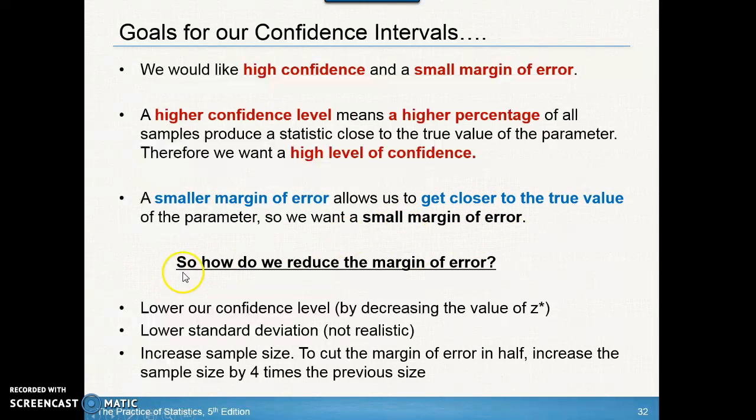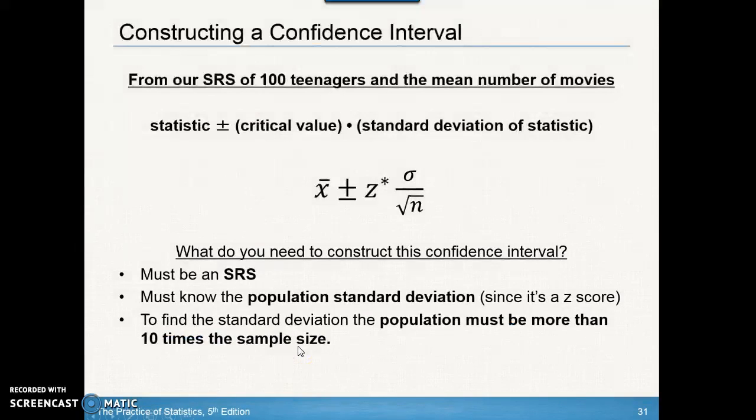So how can we reduce that margin of error? Number one, we can lower our confidence level. But then remember, that also means that we're not capturing the population mean or proportion as much of the time. We can lower the standard deviation. That's not necessarily realistic. And we can increase the sample size. Because remember, with our formula, our sample size is n. If we make a larger sample size, then that makes the denominator larger. It's going to make this portion smaller, so then it's going to make our whole margin of error smaller.